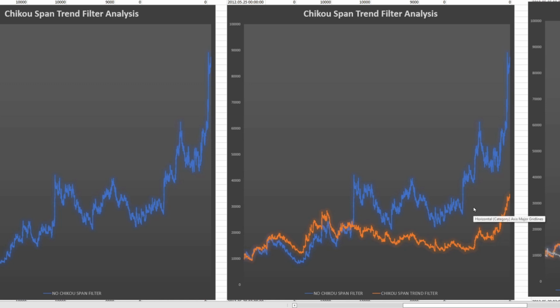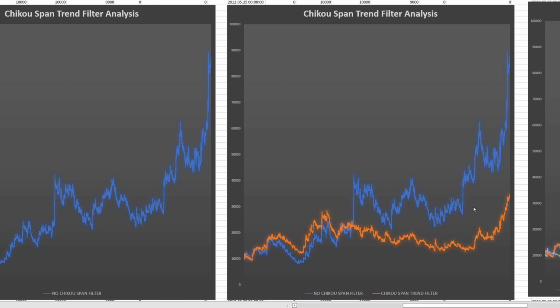So this got me thinking, if this is the performance that we're left with after we've filtered out those trades where the Chikou Span was on the wrong side of the cloud, then what would the performance be of just those trades that we did filter out?